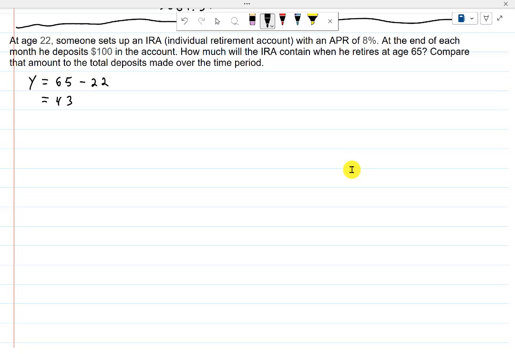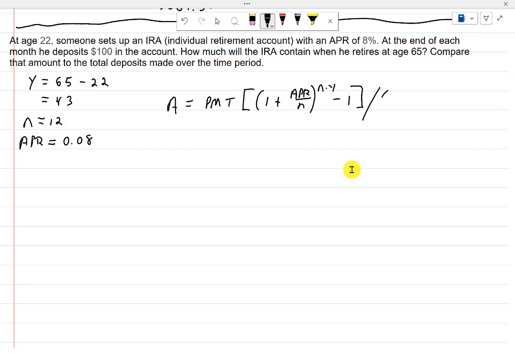Now, since the payments are put in monthly, we're going to have the number of compoundings be 12. The APR of 8%, that's 0.08. And what else do we need? Well, let's write the formula and see. That's how much I want to have at the end. So we have PMT bracket 1 plus APR over N to the N times Y minus 1 divided by APR divided by N.